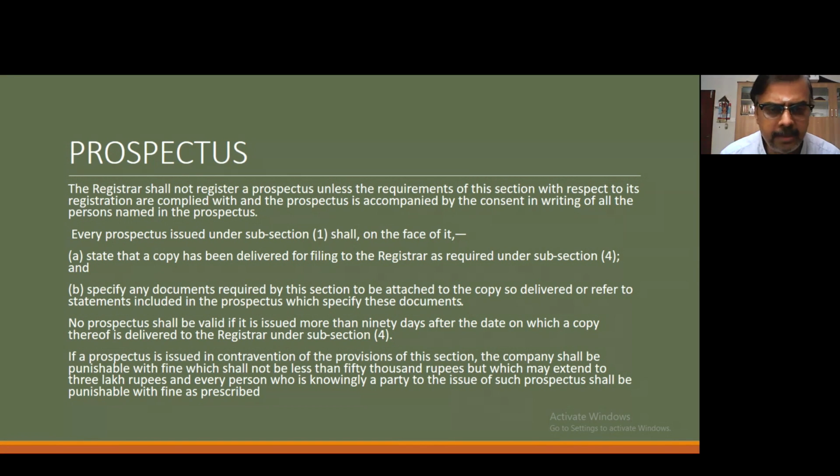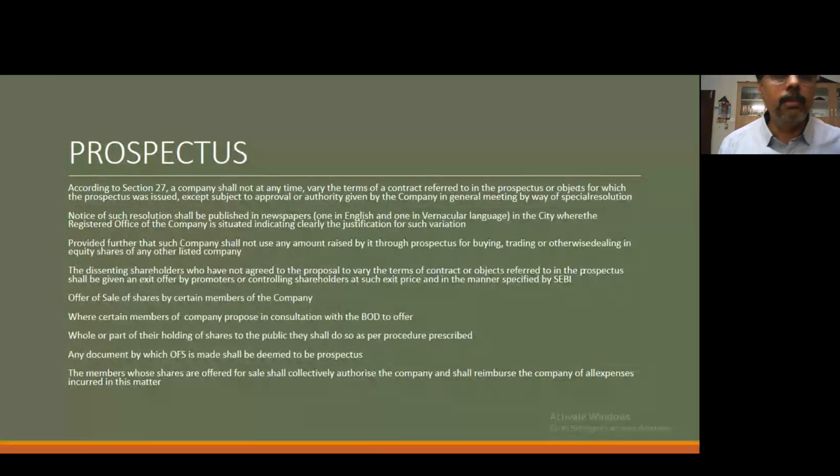And typically, if a prospectus is issued in contravention of any of the sections, then the company and officials shall be punishable. All of you are clear? Any doubts at this stage?